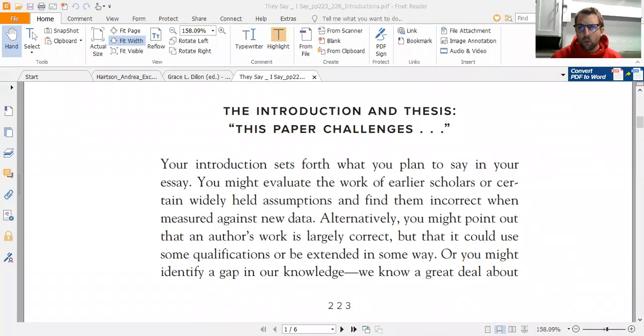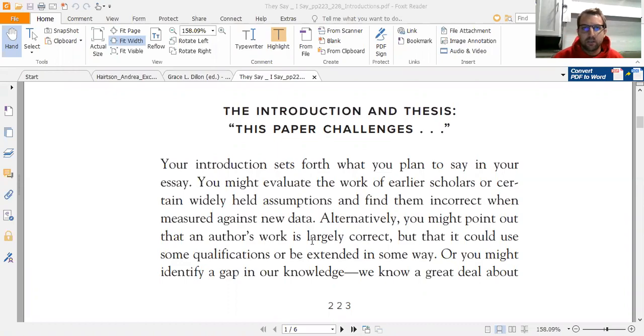So page 223. One of the hard things about this section, and this is one reason why I wouldn't say, oh, this is what you do, is that you see here, just in this little paragraph, how many ways you could go about doing this. There isn't one right way. They say, you might evaluate the work of other scholars, right?